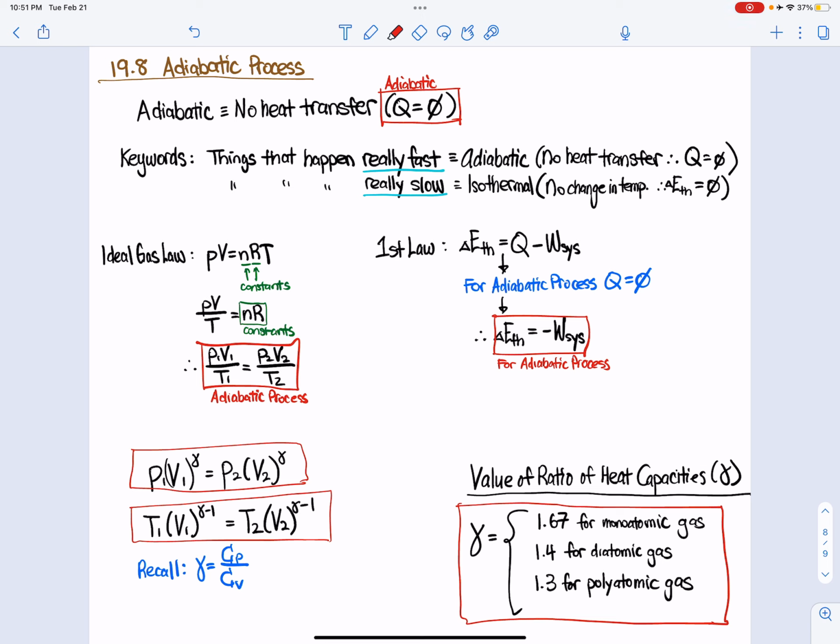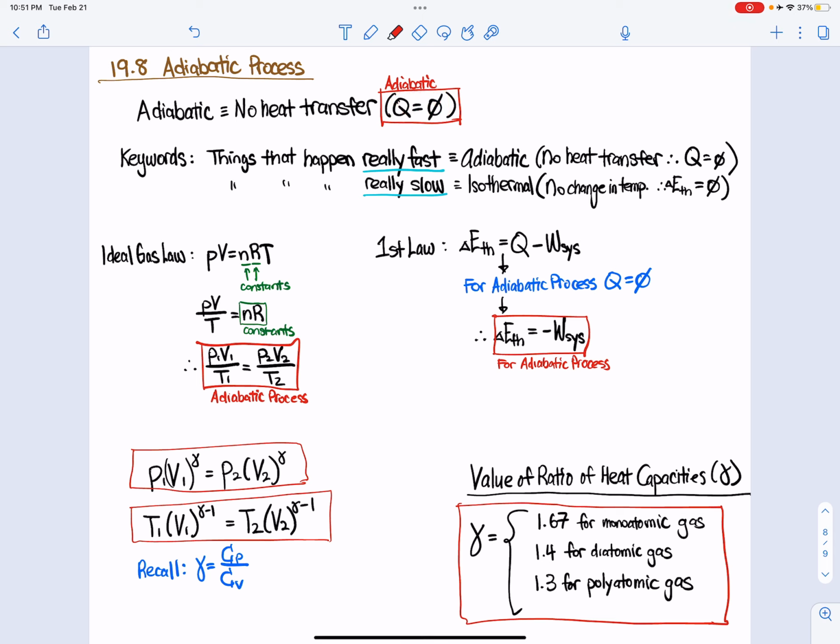All right, chapter 19, section 8, adiabatic process. Adiabatic just means that no heat transfer occurred in that process, okay? So adiabatic means no heat transfer. And whenever there's no heat transfer, Q, which is heat transfer, equals 0, right? So whenever you see an adiabatic process occur, Q is equal to 0, all right?